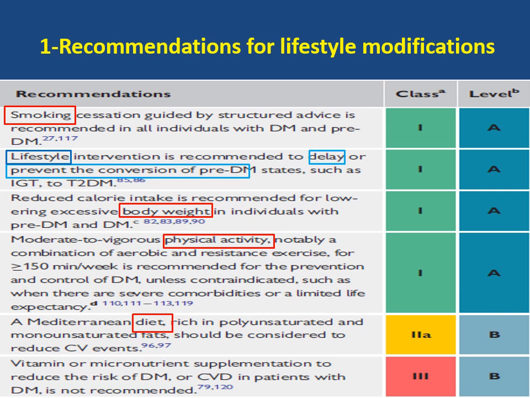The recommendations for lifestyle modifications include diet, exercise, weight reduction, and smoking cessation. The diet is Mediterranean diet, which is rich in polyunsaturated and monounsaturated fat. Exercise should be at least 150 minutes per week. Weight reduction and smoking cessation is recommended as a class 1 indication.